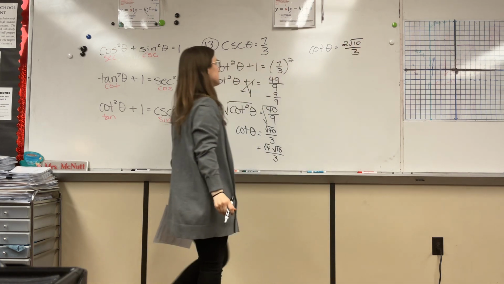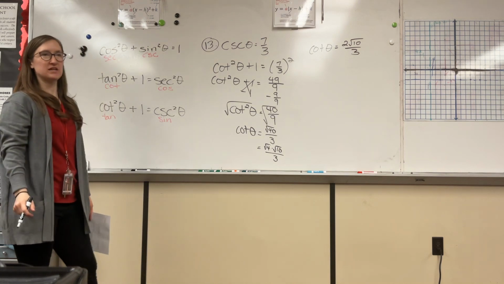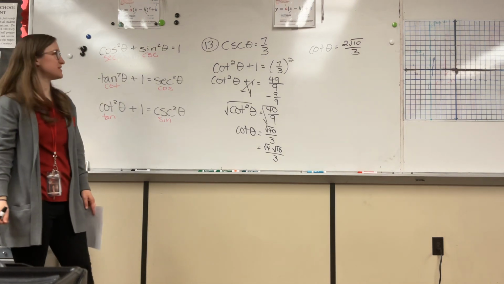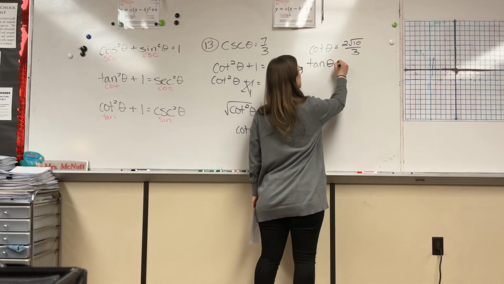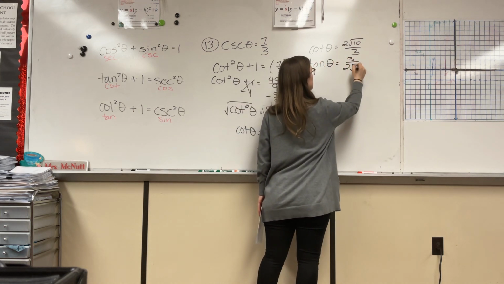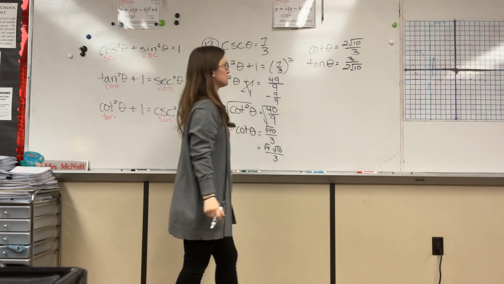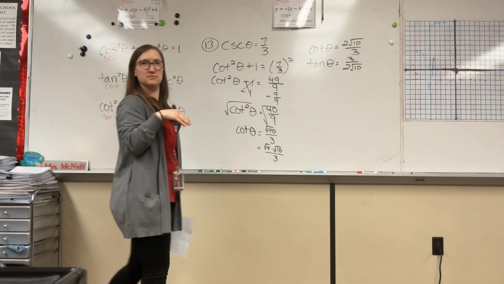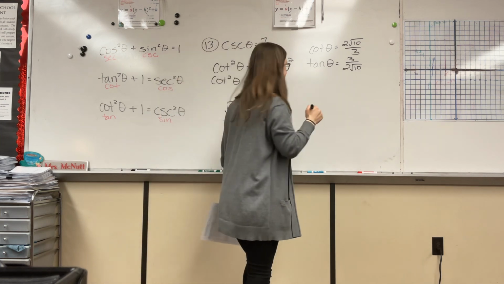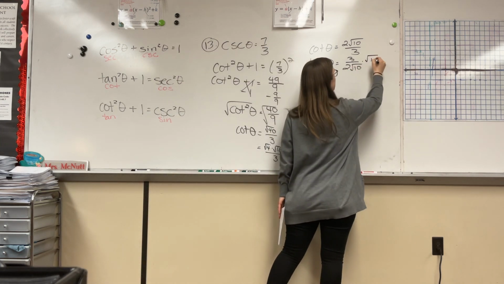But, are we wanting the cotangent? No. No, we want the tangent. What do we do? Flip it. Can we leave it like that? No. Why not? There's a radical. Radical in the denominator. Aw, shucks.